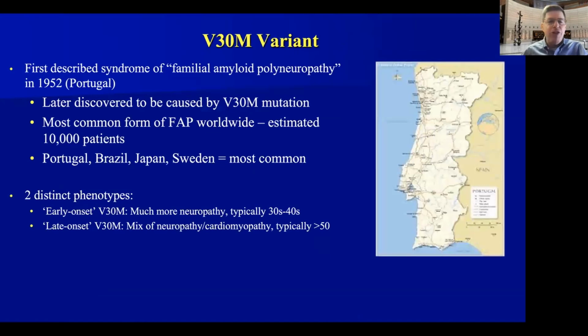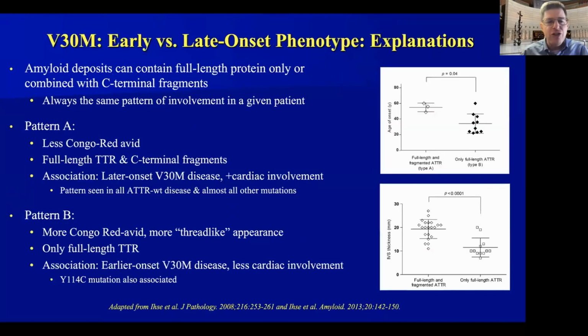The next mutation to briefly discuss is this one, V30M. It was first described as familial amyloid polyneuropathy. It's the most common mutation for causing polyneuropathy worldwide. Portugal, Brazil, Japan, and Sweden are the areas with the highest prevalence. And there's 2 distinct phenotypes: an early onset, which can cause a devastating early neuropathy, often in the 30s or 40s, or a late onset that typically occurs in individuals after age 50, which is more of a mixed disease.